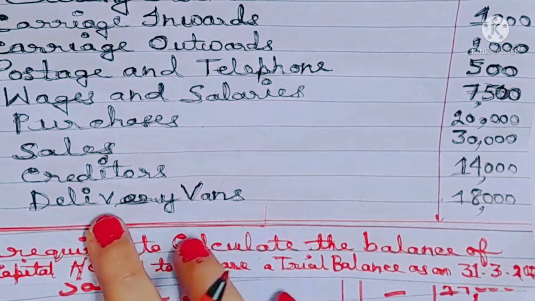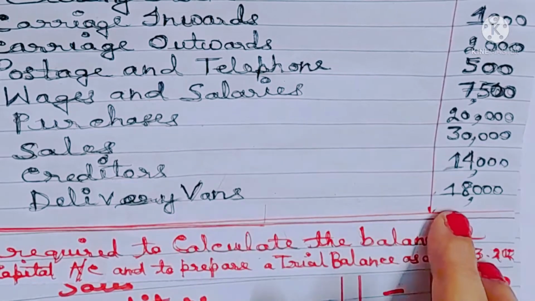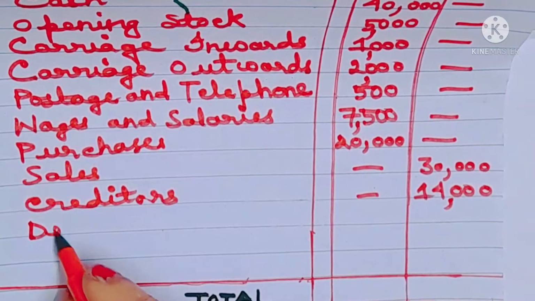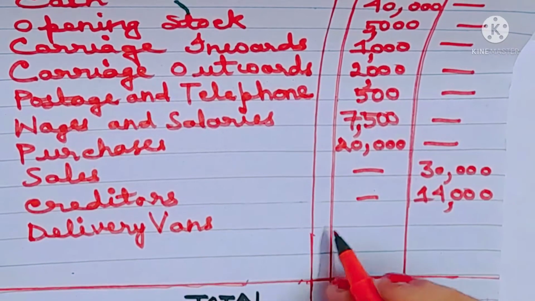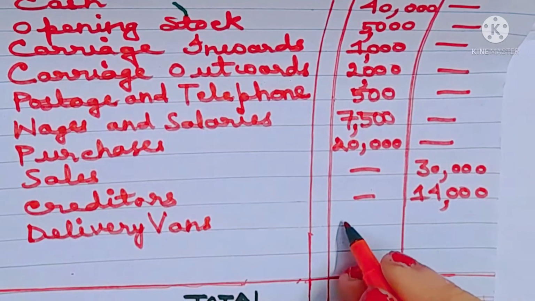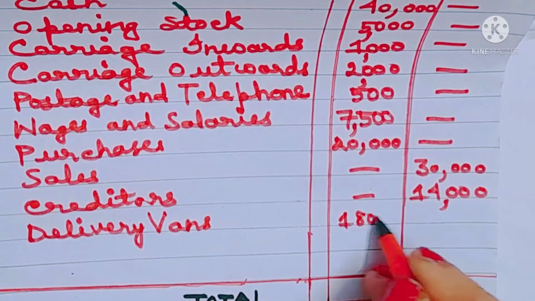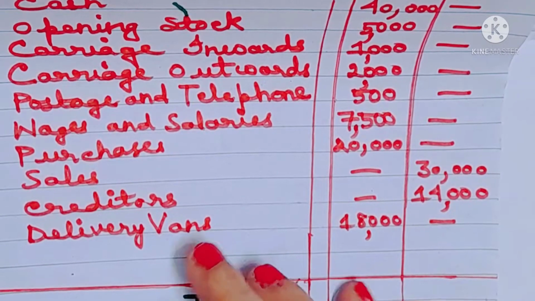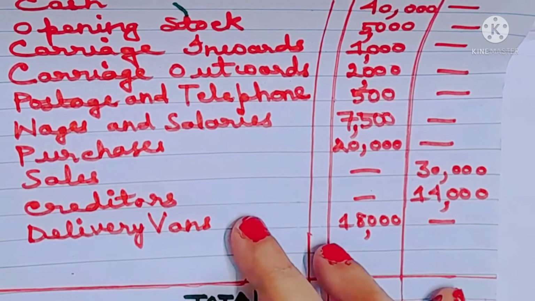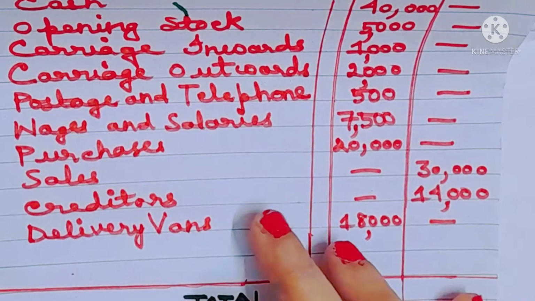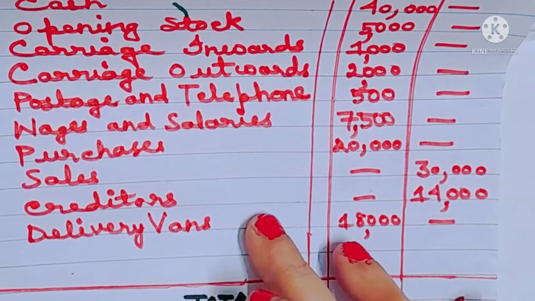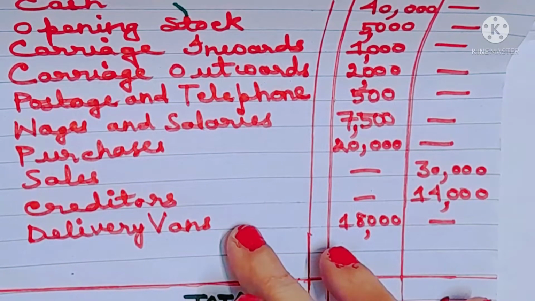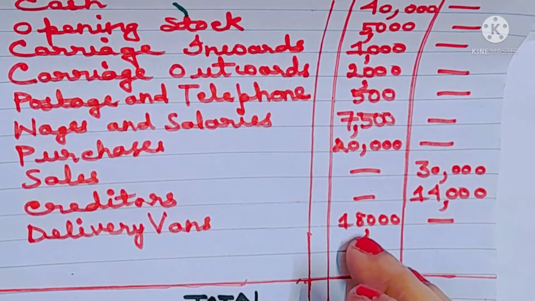The last account is delivery vans, 18,000. Let's write delivery vans, 18,000. Delivery vans is an asset. It has a debit balance. So, we'll write 18,000 in the debit column. Why delivery vans is debit? Because delivery van comes under real account. According to real account, what comes in is debit. Here, when delivery van is purchased, delivery van comes into the business. So, delivery van's account will be debited because it is an asset.